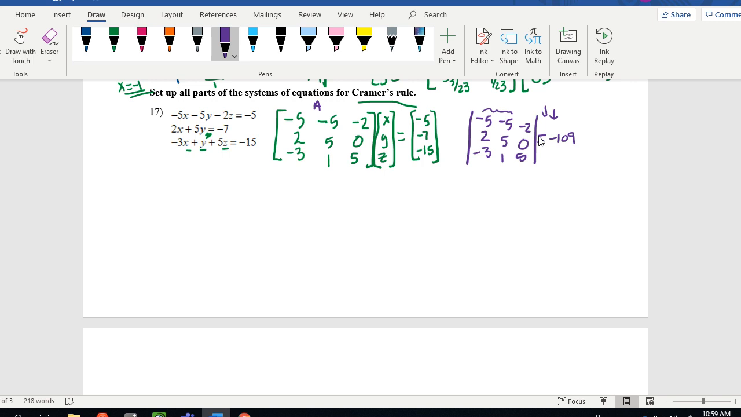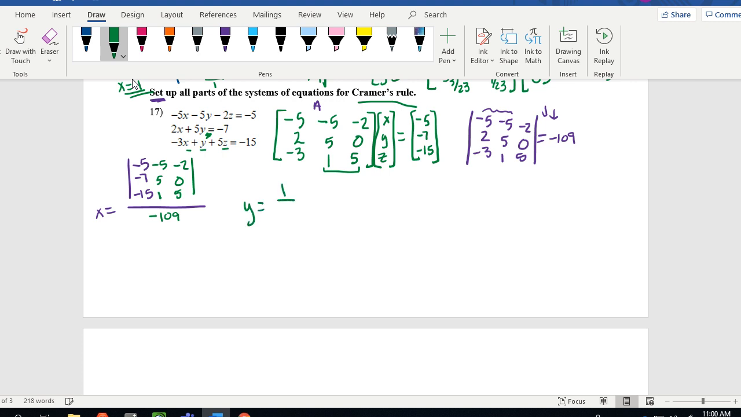So if all I'm going to do is set it up, I would say x is equal to the determinant of the solutions matrix, because it's taking the place of my x, -5, -7, -15, and then everything else matches this original equation. So -5, 5, 1, -2, 0, 5. All right, and it's all over -109.